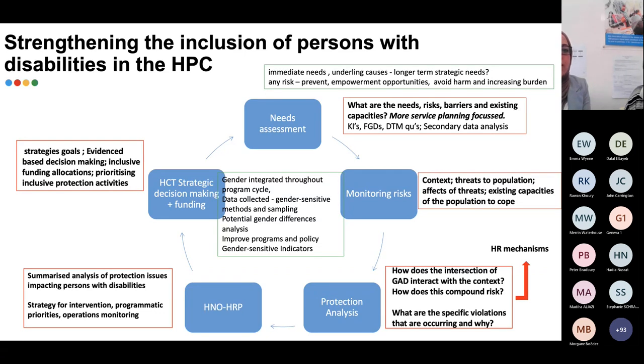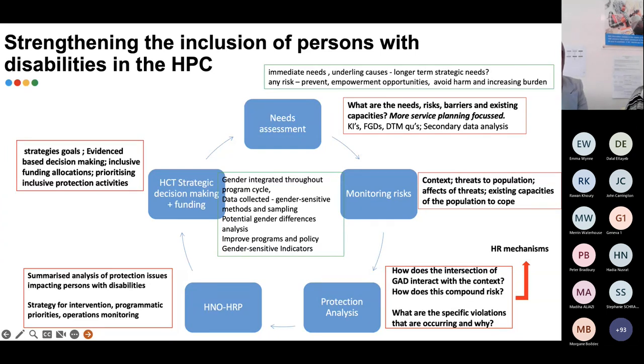So on the how we can strengthen the inclusion of persons with disabilities, taking into account, of course, the gender integrated throughout the whole program cycle within the humanitarian program cycle. So if we are looking to the needs assessment, monitoring of risk, protection analysis, that will lead to the HNO and HRP, and then the strategic decision and funding. We need to define through these steps the immediate needs of people and the underlying causes, and then the long-term strategic needs. We need to look to the risk, prevent and empower opportunities and avoid harm.